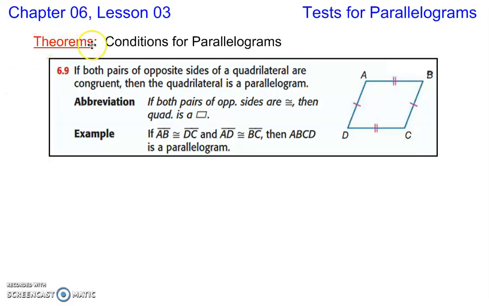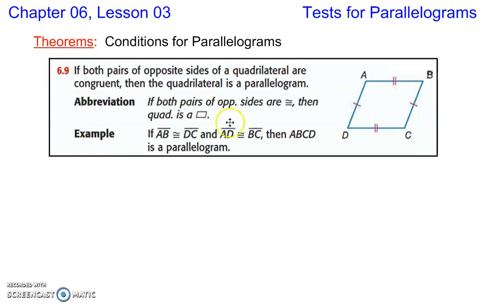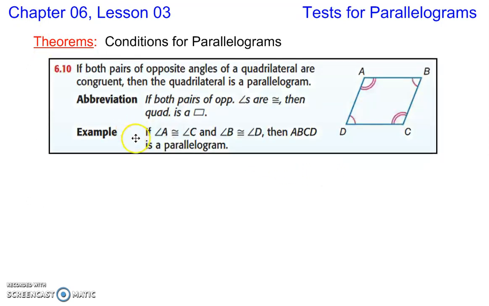Alright, here we go. Theorems. 6.9. So, we've learned that if it is a parallelogram, the opposite sides are congruent. Well, the reverse is also true. If opposite sides of a quadrilateral are congruent, then it is a parallelogram. There you go, that's 6.9.